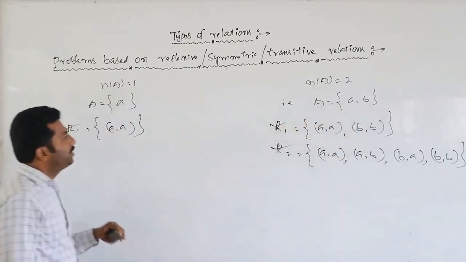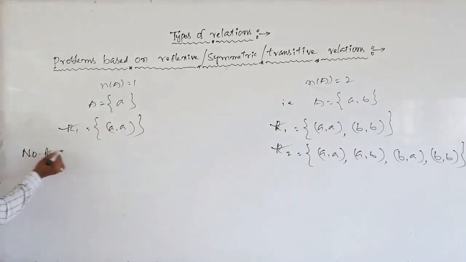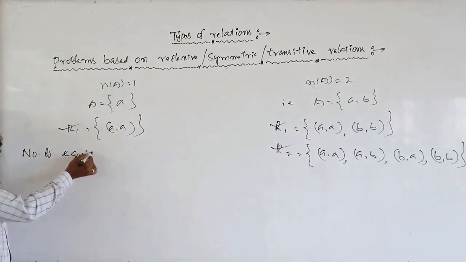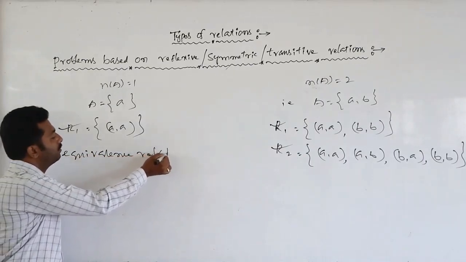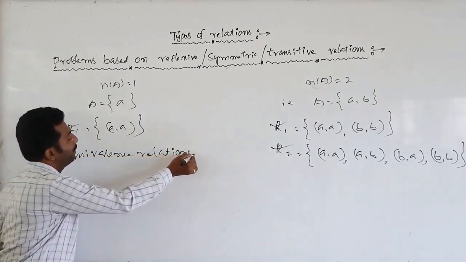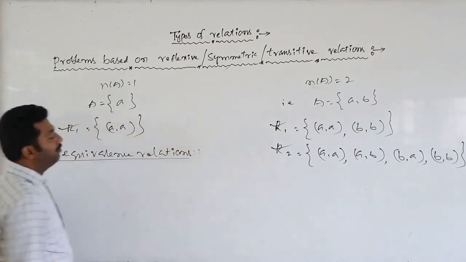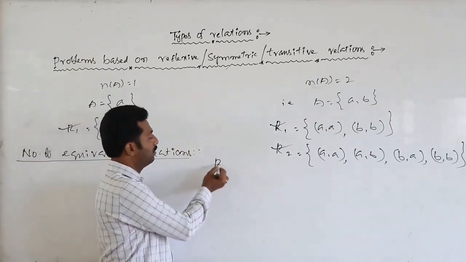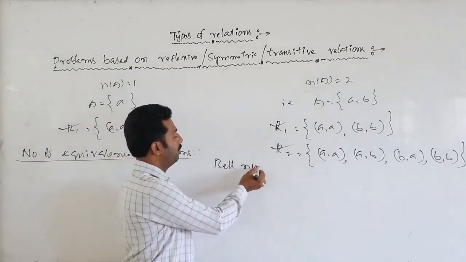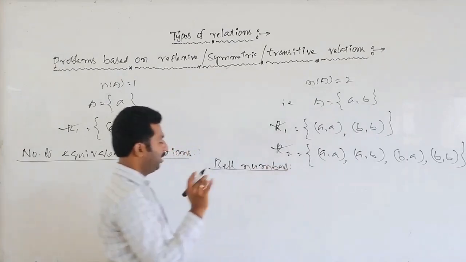Like that, A contains three elements, A contains four elements, A contains five elements. Then the number of equivalence relations can be found by using Bell numbers. So what are the Bell numbers, you observe. Or we can also take the Bell triangle.